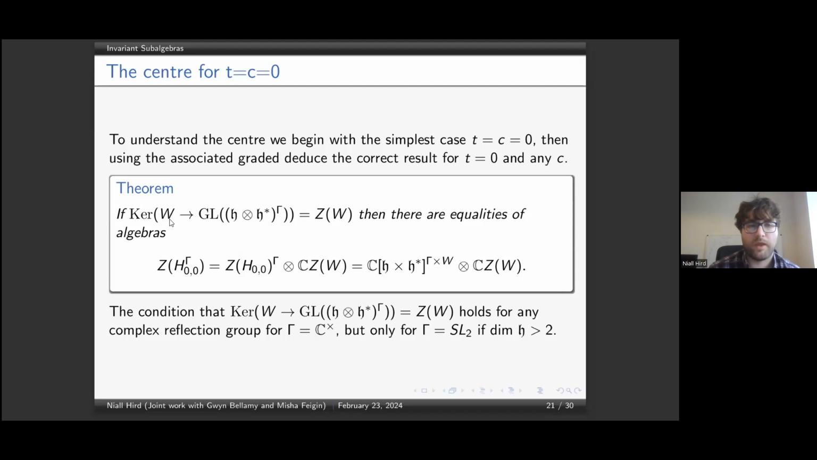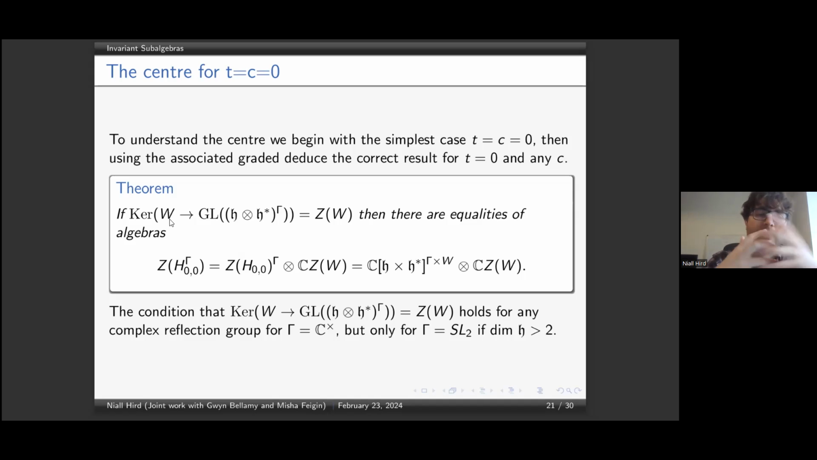So as is often the case in maths, you start with a simpler case and you try and generalize up from there. So the simpler case for us was to start with setting T and C both equal to 0 and seeing if we could find the center of this invariant subalgebra. And it turns out, yes, you can quite explicitly.